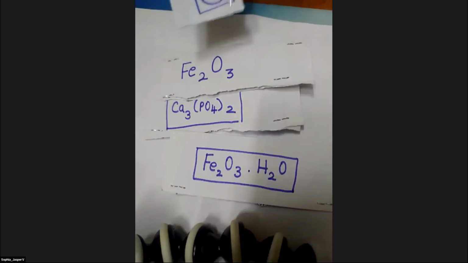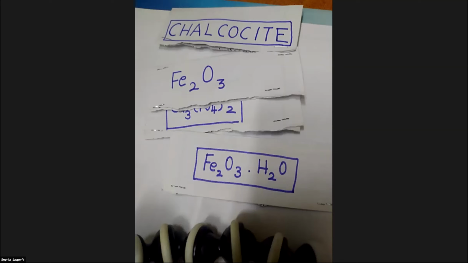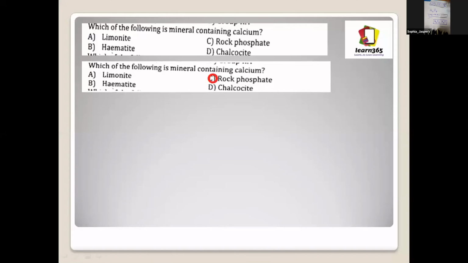Now tell me what is the right option. Shall we go back to the question? I will share my screen again and let's move on to the question. You can type and tell me what is the right answer. Are you able to see my screen? Okay, so the right answer is... That's right. Now everybody's got it right. Very good. So the mineral that contains calcium is calcium phosphate. Yes, rock phosphate. That's right.